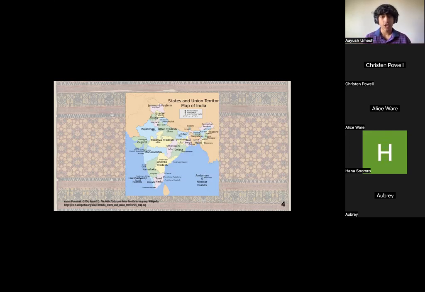So India's governmental structure: it's a sovereign, secular, democratic republic with a parliamentary system of government. The president is the constitutional head of the executive in the union, and then the governors represent the president in each particular state. And if it's a union territory, then they're administered through an administrator appointed by the president.